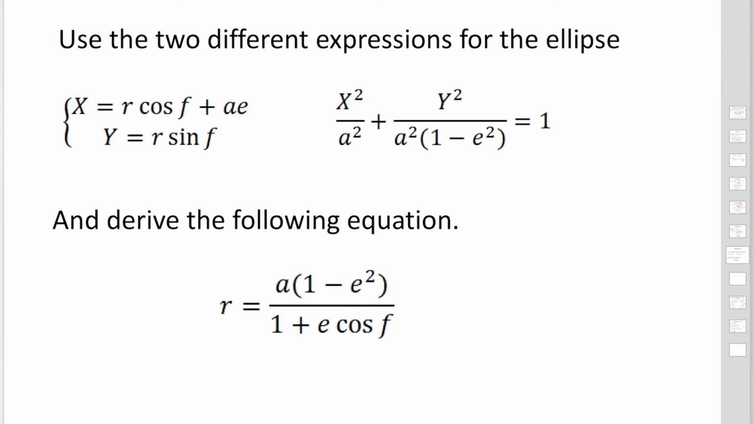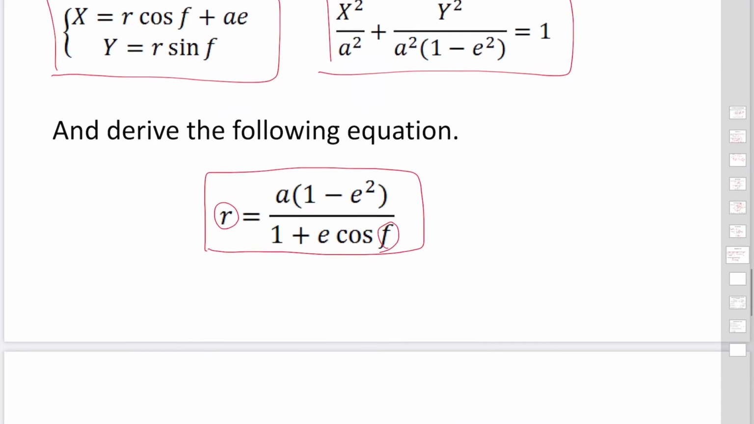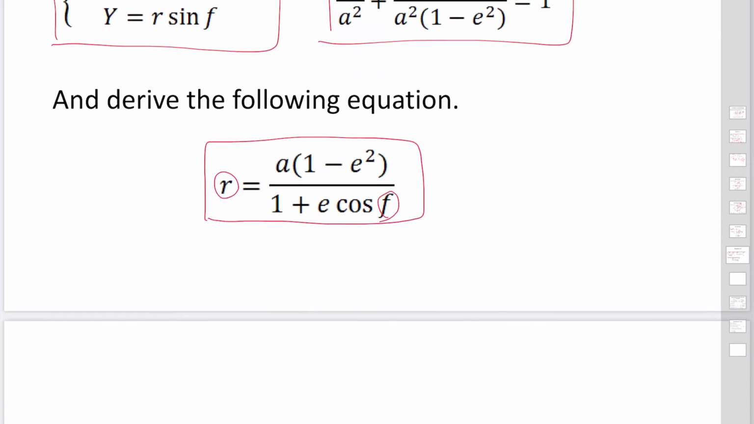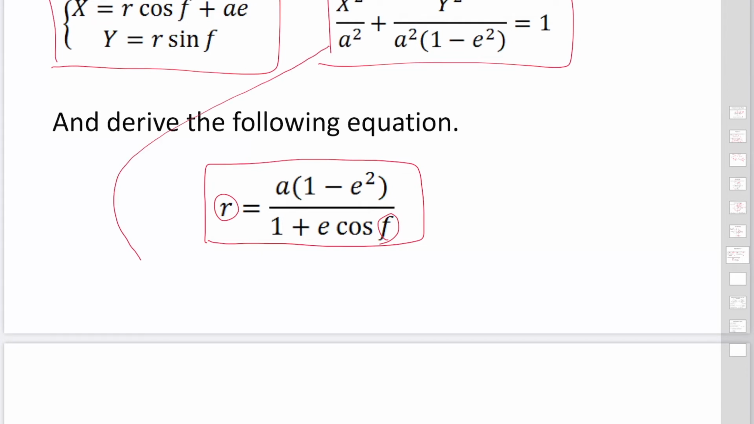And then a different expression for the ellipse, this is the expression using the true anomaly. Then derive the following equation. So r and f should be related, because we consider the planet to be on a single orbit. So r and f should be related. That's the question. Then from this equation we are going to derive it.